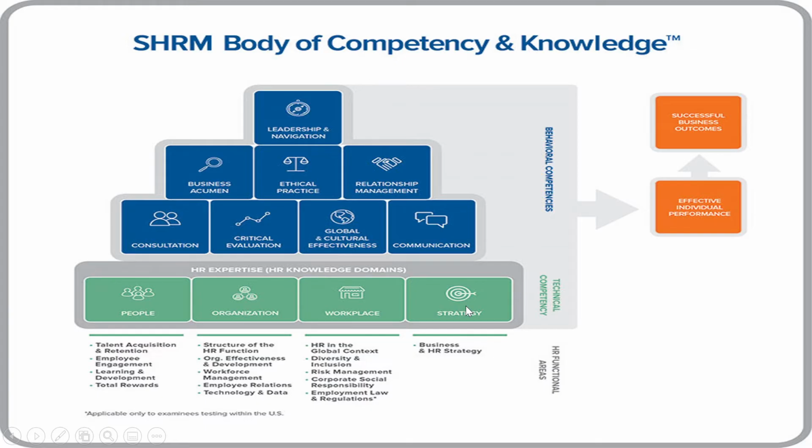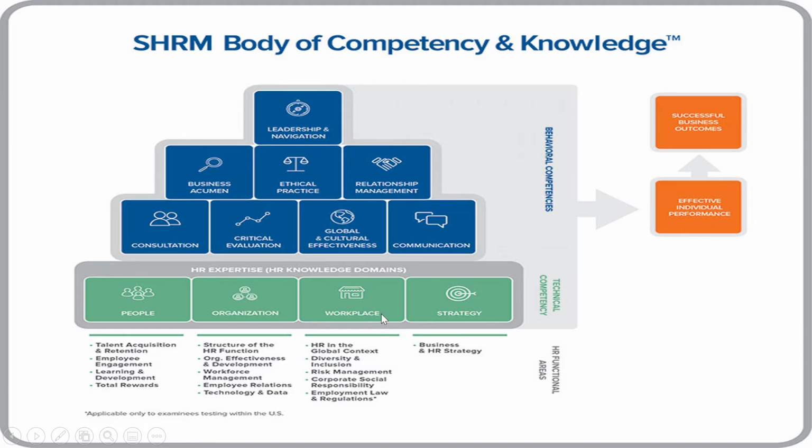That is also known as technical competency. And lastly, that is HR functional areas. We have talent acquisition and retention, employee engagement, learning and development, total rewards. Then structure of the HR organization, function, organization effectiveness, development, workforce management, employee relations, technology and data.